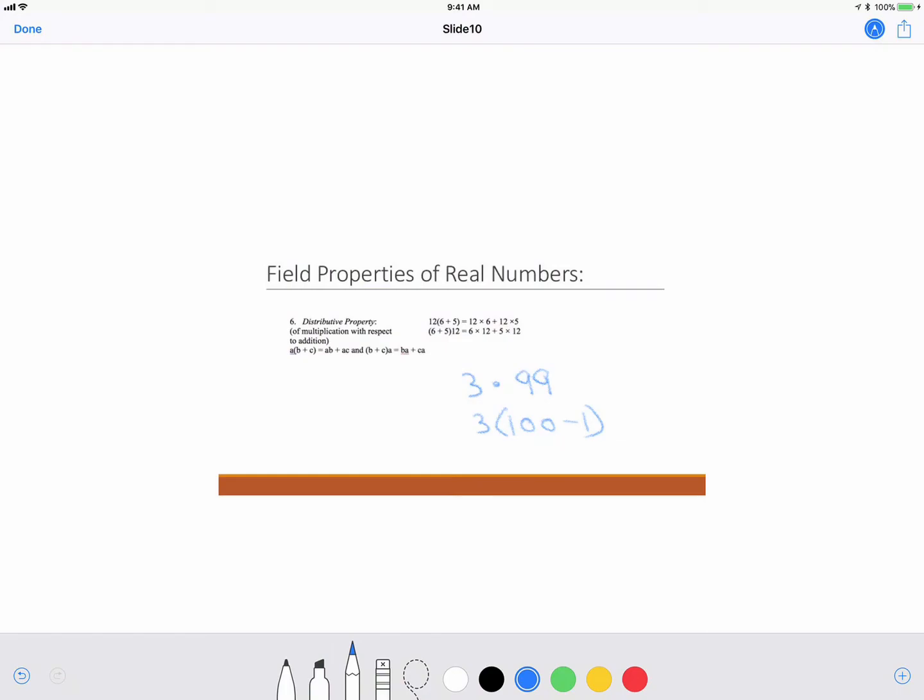And now I can distribute the 3 over that, and that makes that math a little bit easier to look at. Because now this turns out to be 300, if I actually take the 3 times 100, and the 3 times 1 turns out to be 3, and I can do this math in my head faster than 3 times 99, which this math turns out to be 297. That's the purpose of why distribution was made. It was actually made for doing simple multiplication.